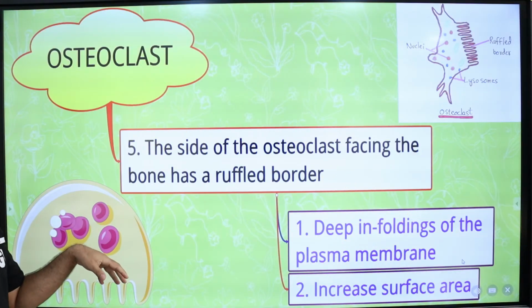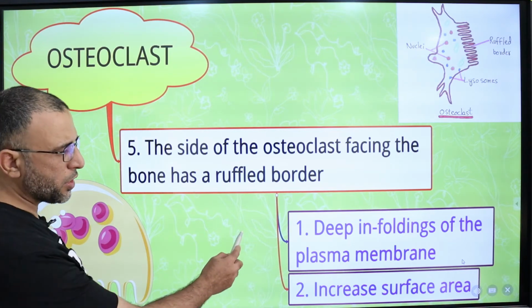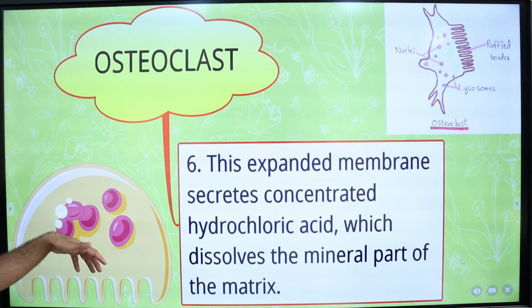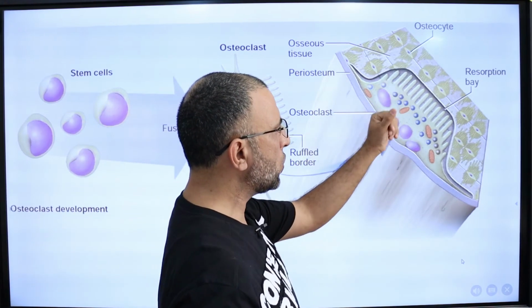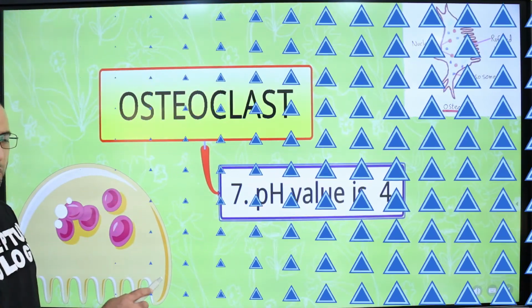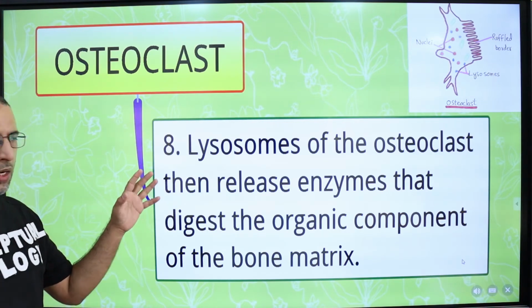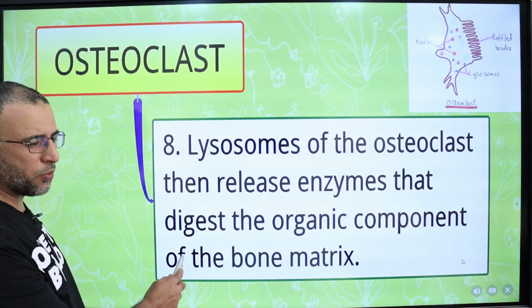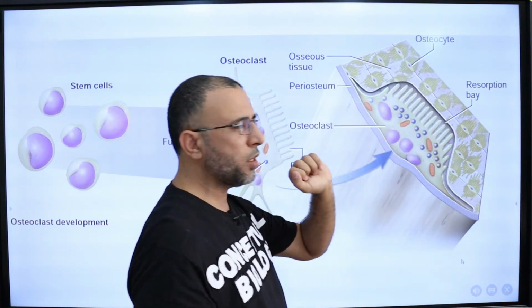The side of the osteoclast that is facing the bone has a ruffled border, and it has many infoldings of plasma membrane. This expanded membrane secretes hydrochloric acid, and hydrochloric acid dissolves the mineral part of the matrix. So this is the ruffled border that has many infoldings that secrete hydrochloric acid, and hydrochloric acid dissolves the mineral part of the bone. Its pH value is 4. Lysosomes of osteoclasts secrete enzymes, and these enzymes digest the organic part of the bone. Osteoclasts are present in small pits called resorption bays.